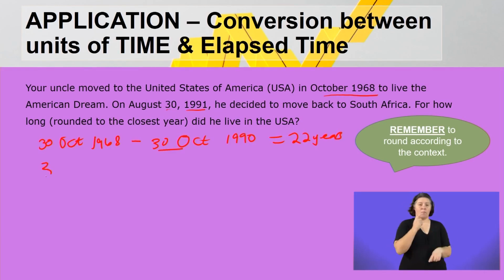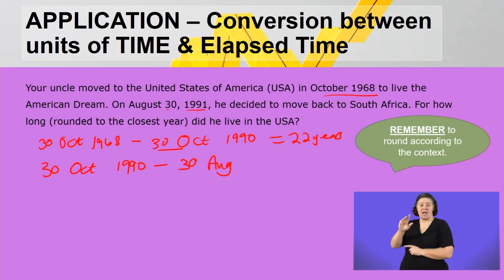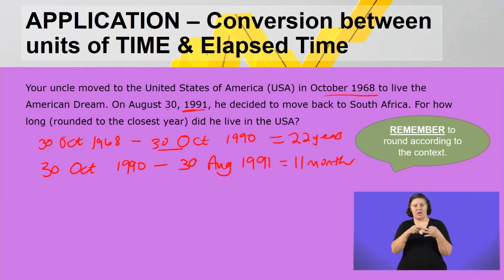So from 30th of October 1990, up until the 30th of August, as indicated there on top, 1991. If I count that, and please don't be shy, you can even use your two hands, you will come to 11 months.